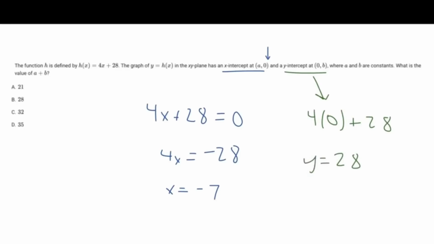And so now the question says, what is the value of a plus b? So the value over here, negative 7, is our a value, and then positive 28 is our b value. And so if we add them together, negative 7 plus 28, that's going to be equivalent to positive 21, and so A is our answer.